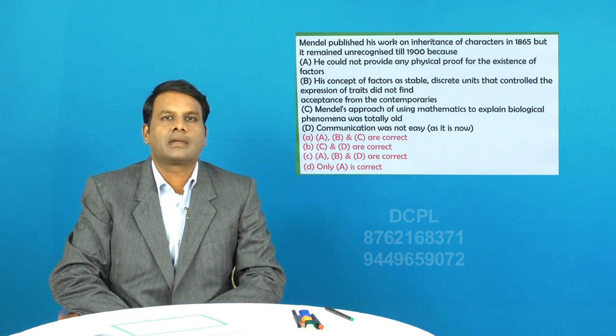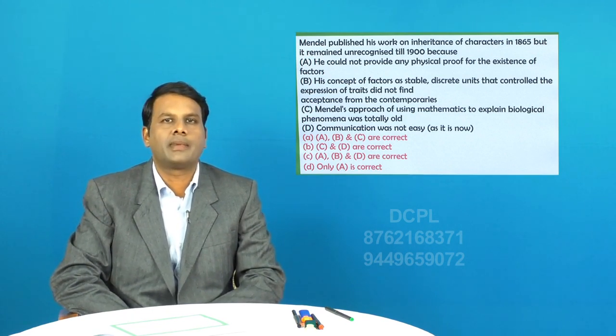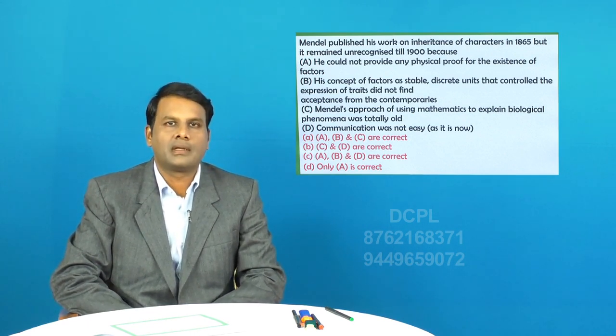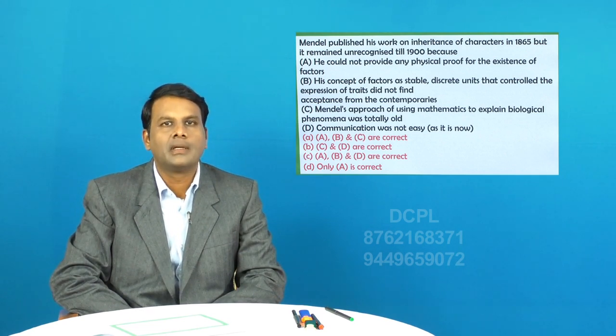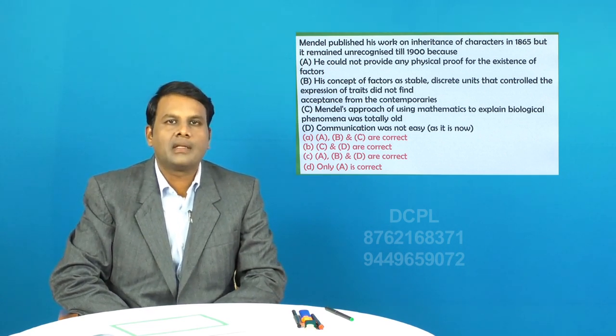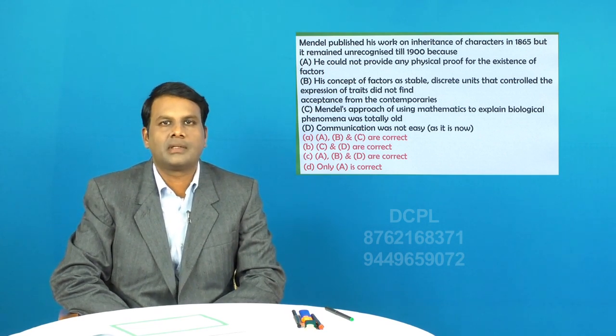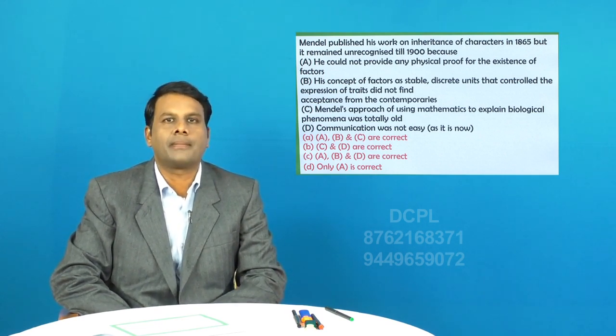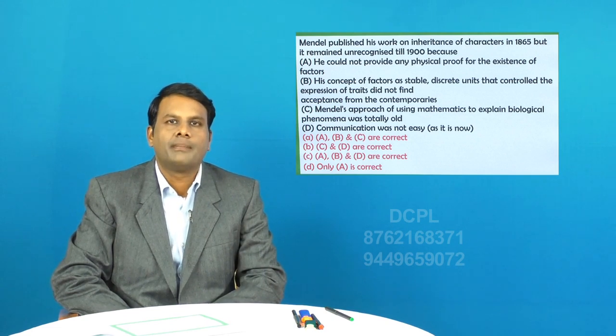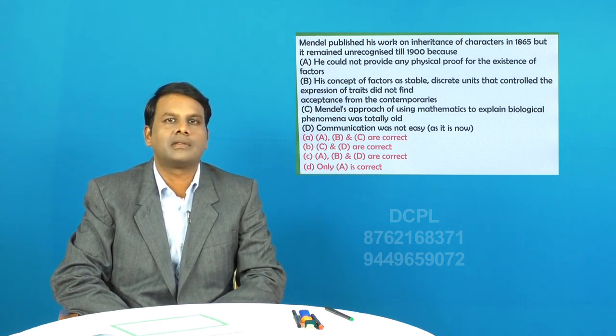Students, Mendel conducted several experiments on a pea plant, and his works remained unrecognized for quite a long time. Only in 1900 his works were rediscovered by 3 scientists, and there are several reasons why his works did not get recognition for quite a long time. One of the reasons is Mendel did not communicate his results properly. In those days communication was very difficult, and moreover he did not publish his results in widely circulated journals.